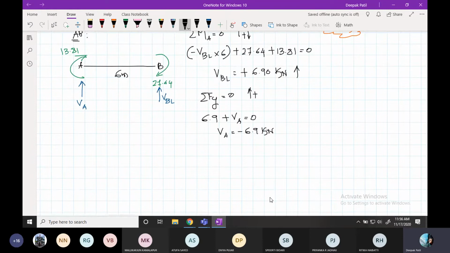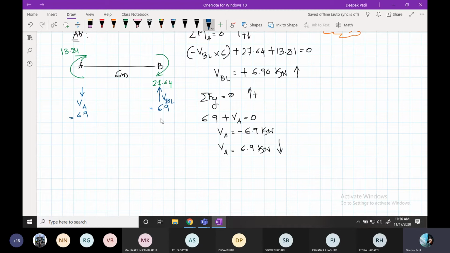So what is the meaning of that? VA you had assumed upwards. It is not the case. Instead, it is downwards. So VA is 6.9 kilonewtons, but downwards. So let me correct the marking here. So this is downwards, which is equal to 6.9, and this is also 6.9.